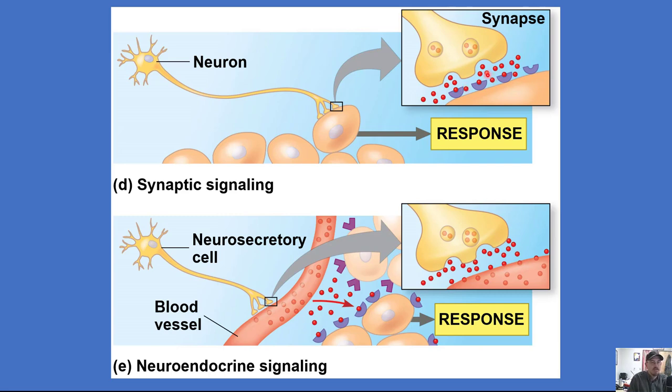So these are known as neurotransmitters, these chemicals. They come out of the synapse and dock with the next cell in line, whether it be another neuron or another cell, and that leads to a response.